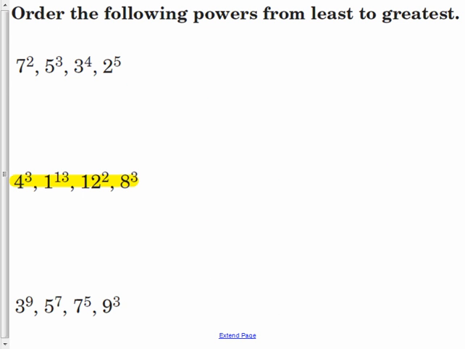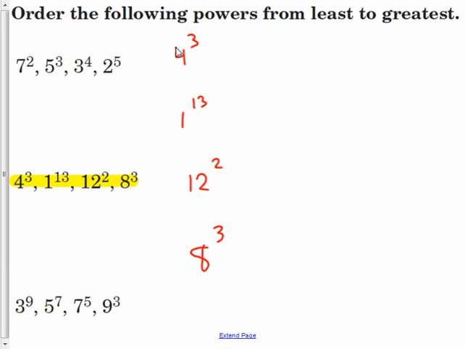All right. The last thing that you may be asked to do is take a series of exponents and put them in order from least to greatest. And this will take some time because what you're ultimately doing is taking 4 different numbers and evaluating them all. So if I do this highlighted example here, I've got to find out what 4 to the power of 3 is, what 1 to the power of 13 is, what 12 to the power of 2 is, and 8 to the power of 3. And I need to evaluate each problem.